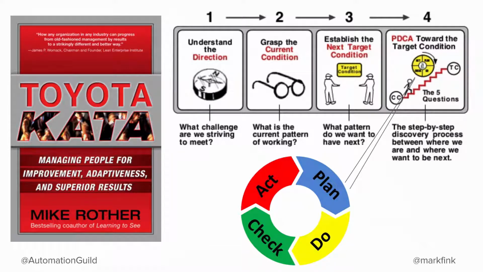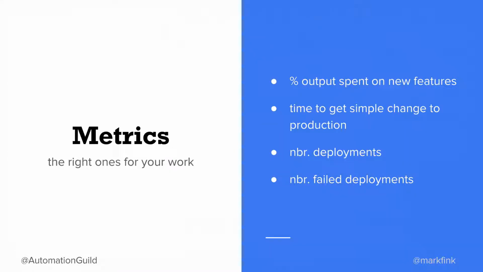Solving organizational aspects is not enough either. There are some technical aspects, enablers, and I'm going to talk about these. Metrics are important for you to keep on track. It is important to pick the right ones for your work. Some examples: percentage output spent on new features, time to get a simple change into production, the number of deployments in a given time, number of failed deployments in this time frame.